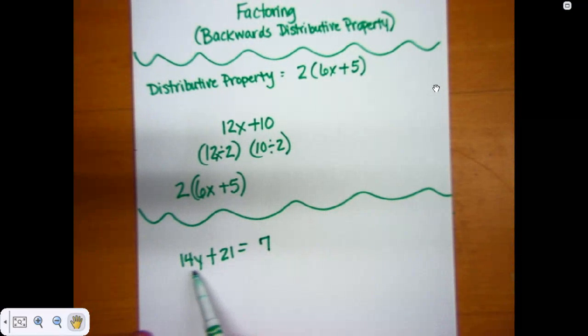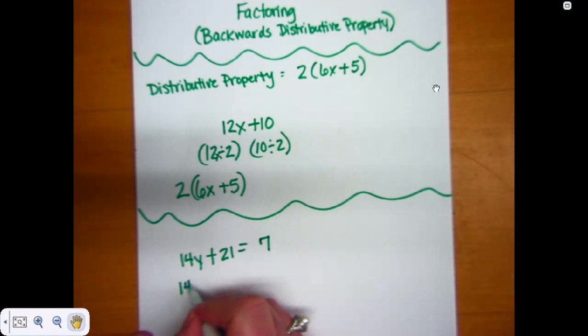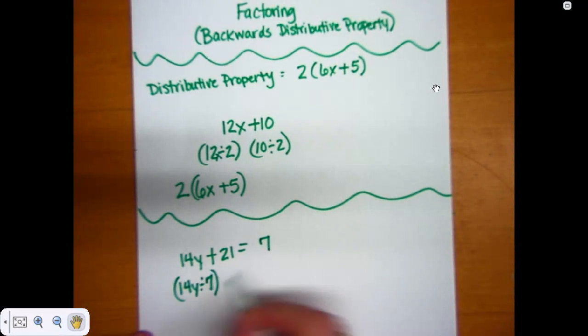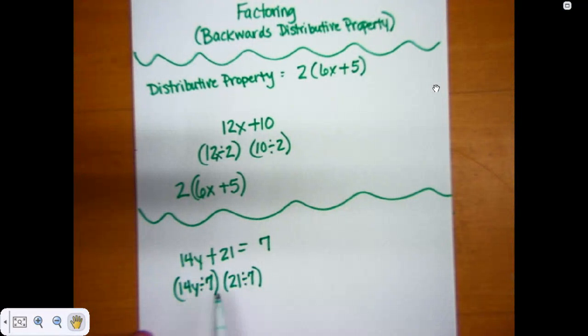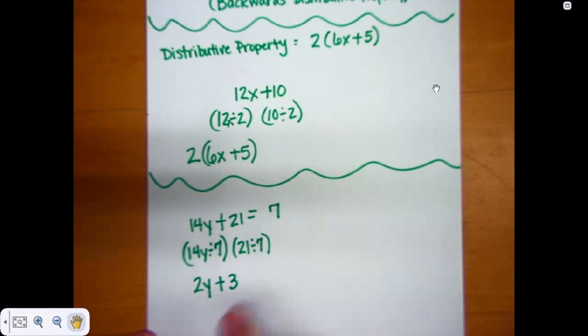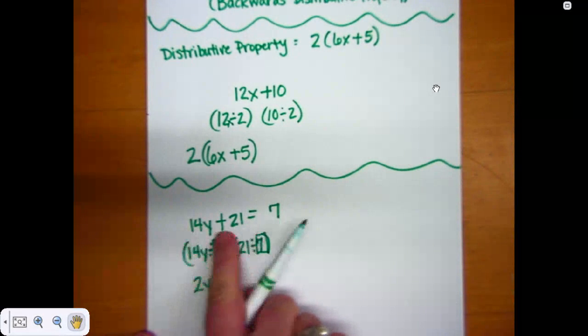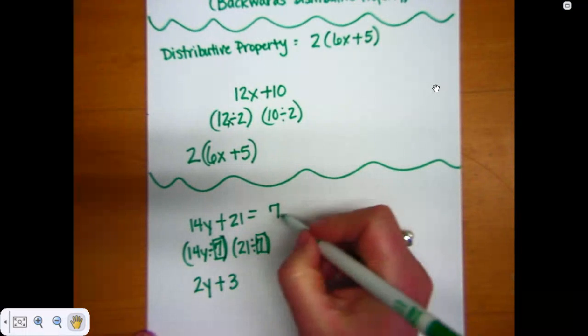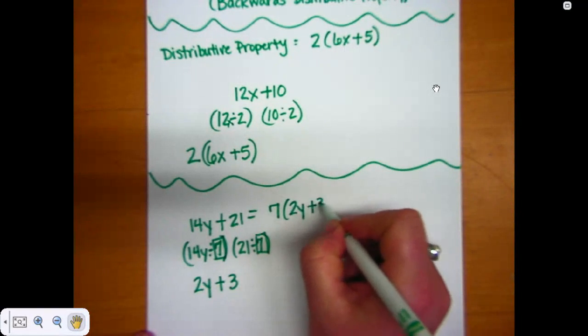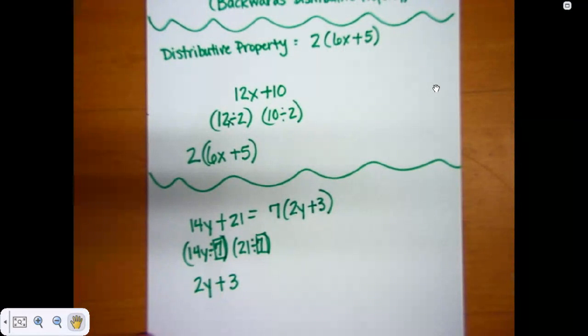And I know that 14y divided by 7, and I would say that 21 divided by 7. So I would know that 14y divided by 7 would be equal to 2y, and 21 divided by 7 would be equal to positive 3. And I know that I factored out the 7, so I would put that on the outside of my parentheses. So 14y plus 21 would be equivalent to 7 times 2y plus 3. You're just seeing what can I factor out? How can I turn this into something that looks like the distributive property when it's already simplified?